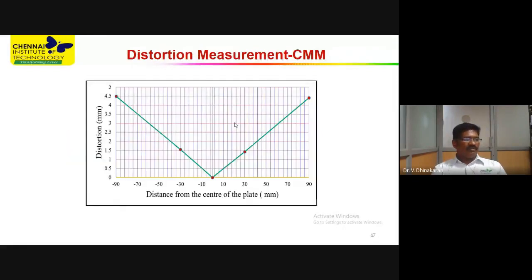So now we have understood the physical process, and how the physical process can be used to convert it into a computational model. The physical process has to be converted into a governing equation.